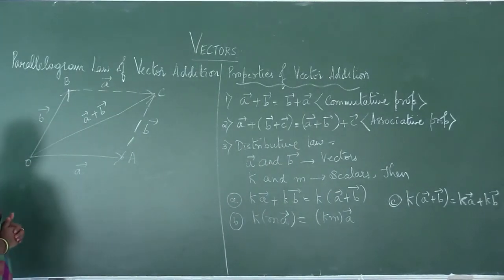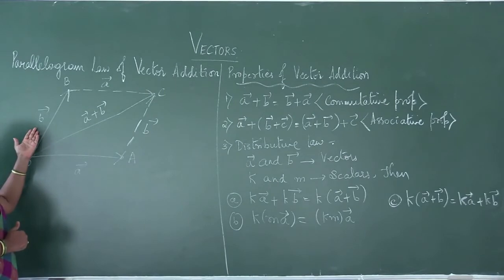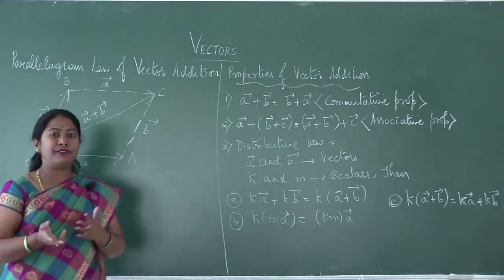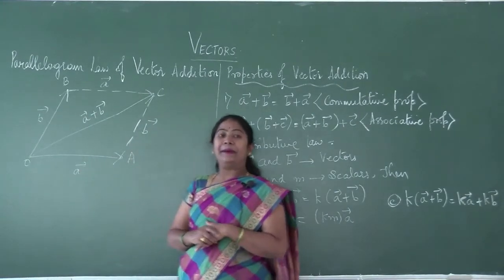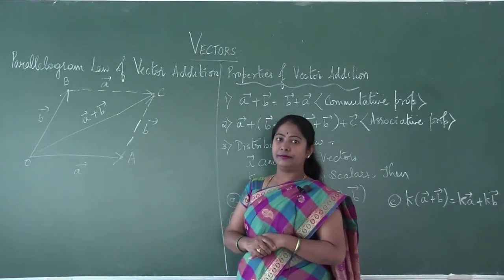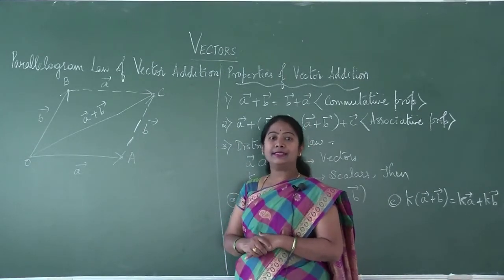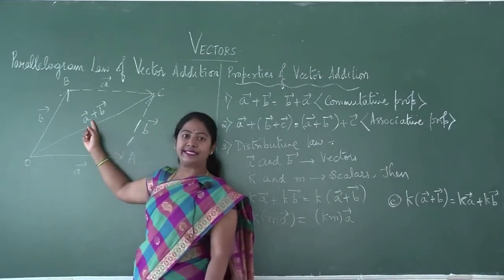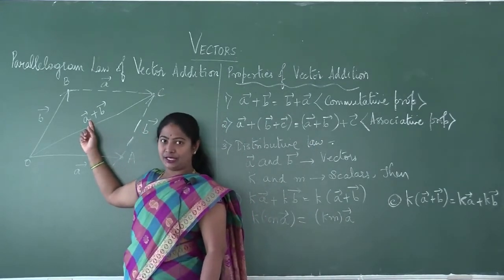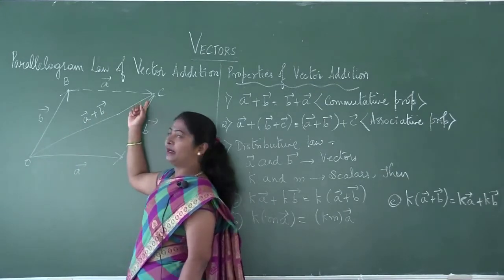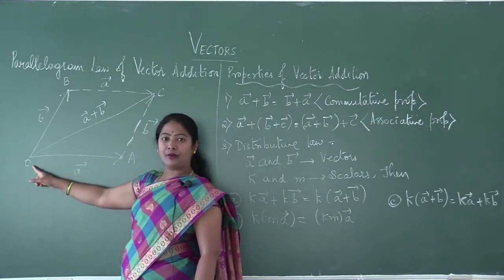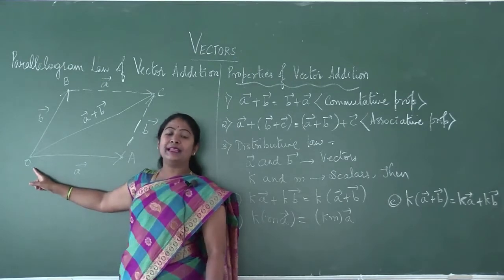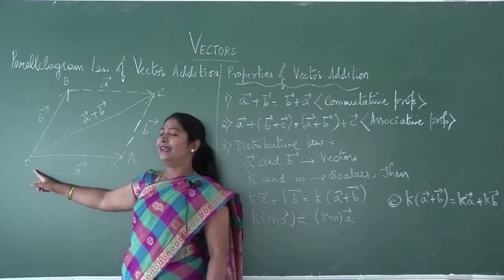If vector A and vector B represent the adjacent sides of a parallelogram in magnitude and direction, then their sum, vector A plus vector B, is also represented in magnitude and direction by the diagonal of the parallelogram through a common point O. This is known as the parallelogram law of addition.